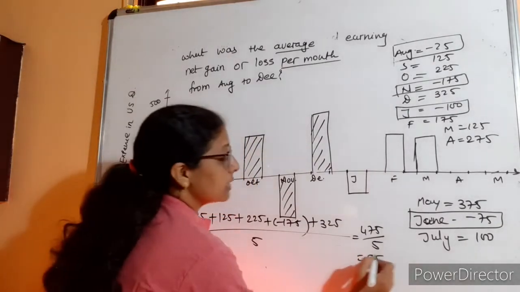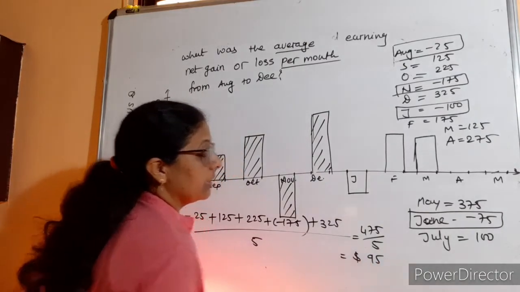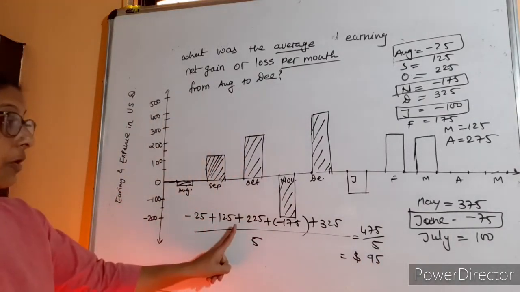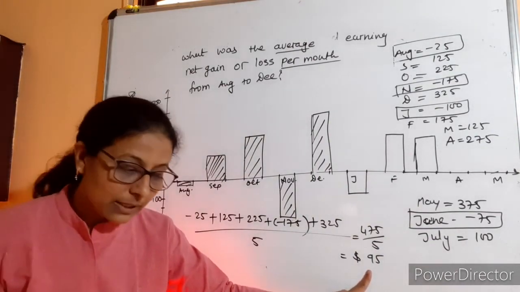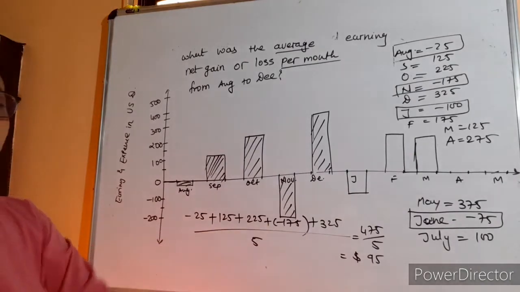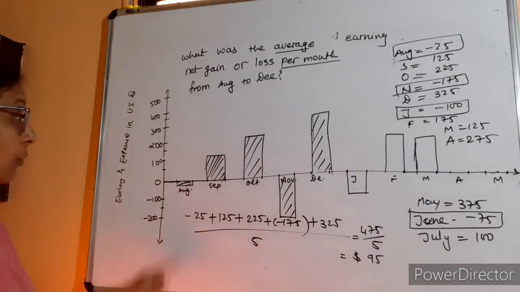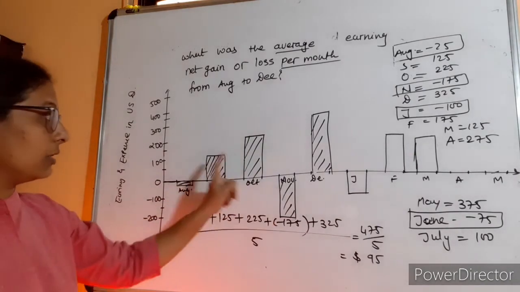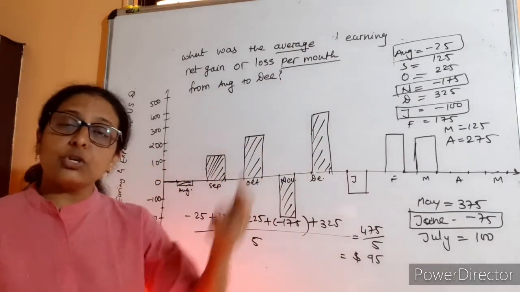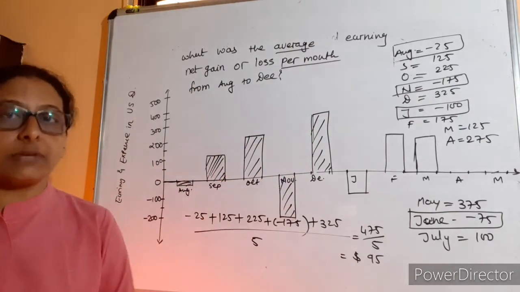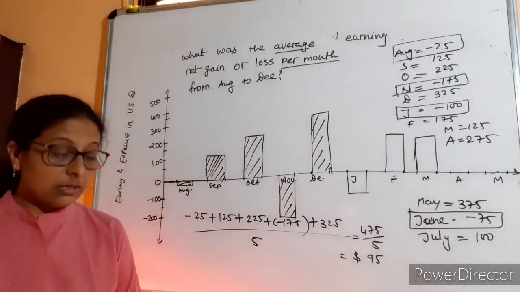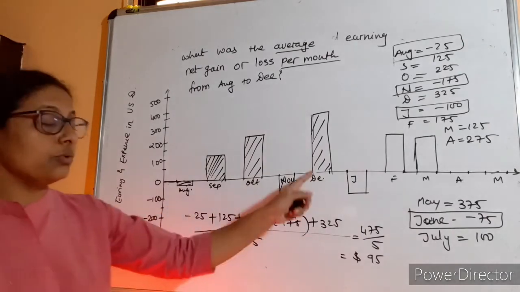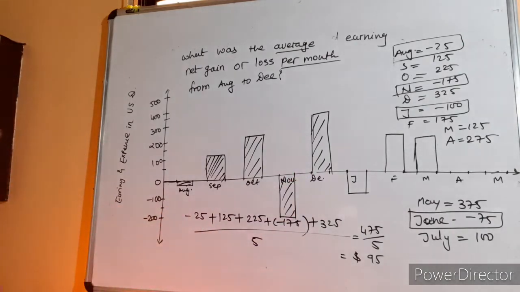So in these 5 months, the average is positive. So we can say the average profit is $95 per month. In some months it is a loss, but in others it gains, so ultimately the average is a profit. On average he gains $95 per month from August to December. This way we can say this is the correct option.